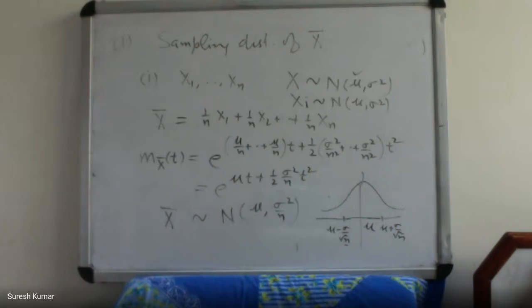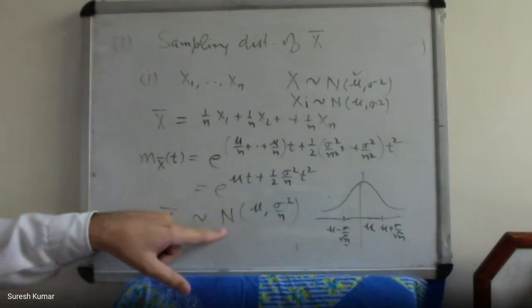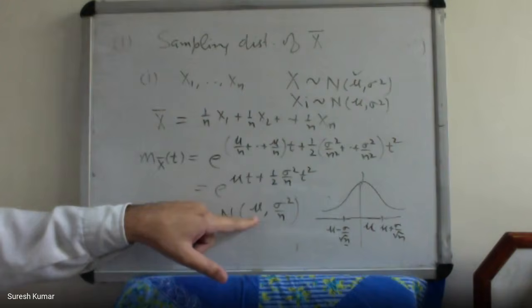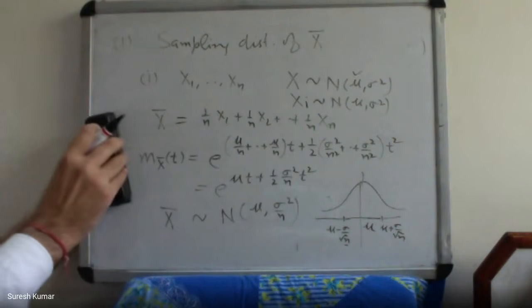All right. So we are done with the sampling distribution of X bar. And what is the concluding result? That X bar follows a normal distribution with mean equal to the population mean and variance equal to sigma square over n, which decreases with the sample size.